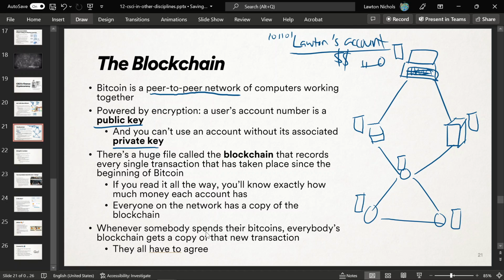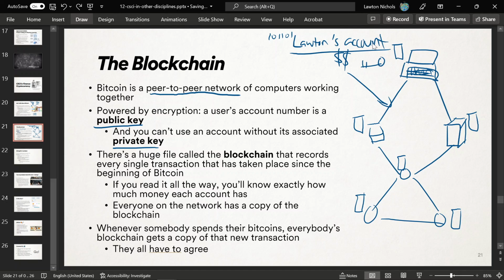So if somebody wants to spend money, everybody's blockchain gets a copy of that new transaction. So I'm sending some money onto the network to somebody else. I'm sending money to my cat. That means I am broadcasting that information out to all these interconnected computers so that they can all say, oh yes, Lawton spent money, he has fewer Bitcoins in his account, and now somebody else has more. Okay? Are there any questions about that process? That's essentially what's going on. The hard part is the thing I'm glossing over, how to get everybody to agree on the contents of this giant file called the blockchain.